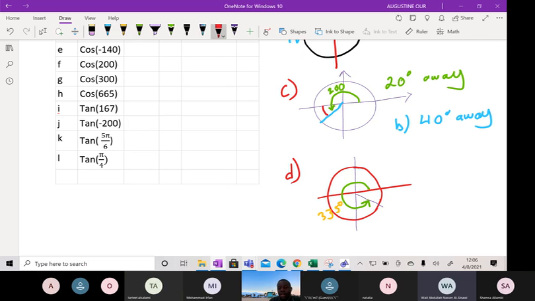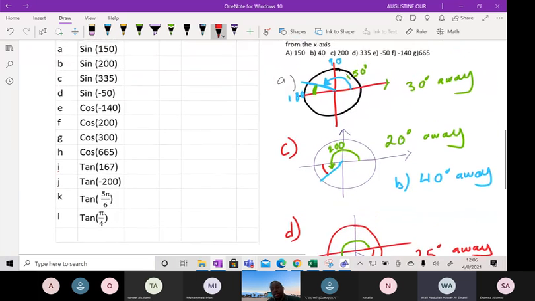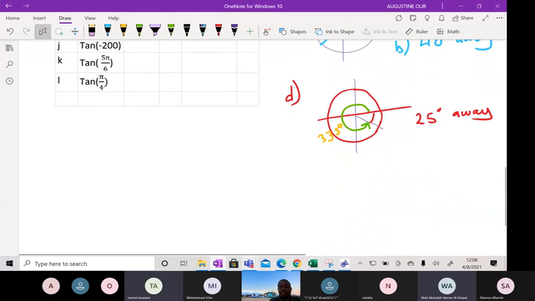So how far away? 25 away? Yeah, because you do 360 minus 335. Yes. 25 degrees away. What about E? E is 50, right? I have to be very careful in E. Let me do it here. E is what? Negative 50, right?